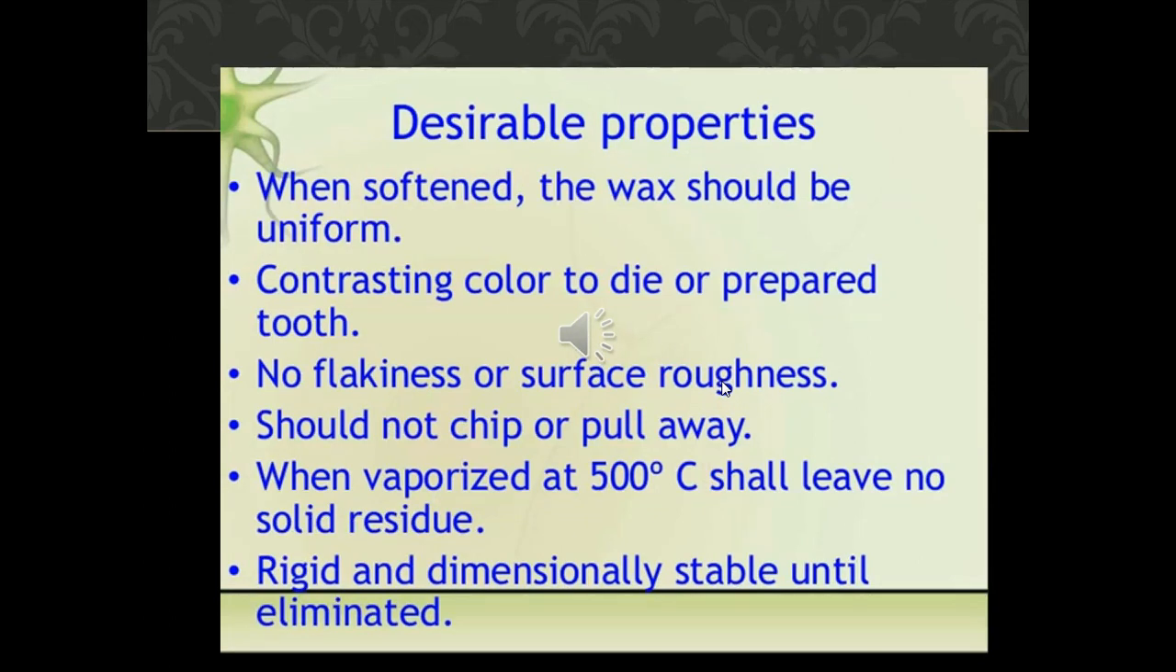The desirable properties are that when softened, the wax should be uniform. This can only be achieved if we carry out uniform heating. It should be a contrasting color to the die or prepared tooth, which is why it is usually blue or green in color. There should be no flaking or surface roughness; it should not chip or pull away, and should be cohesive. When we burn it out completely at about 500 degrees, it should leave no residue or byproduct. It should be rigid and dimensionally stable until eliminated.